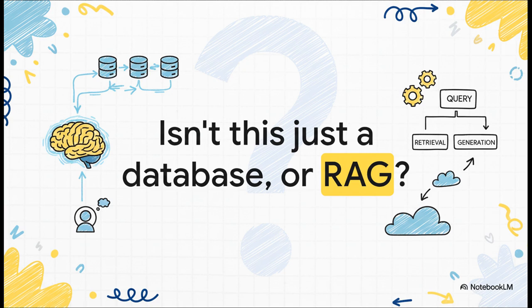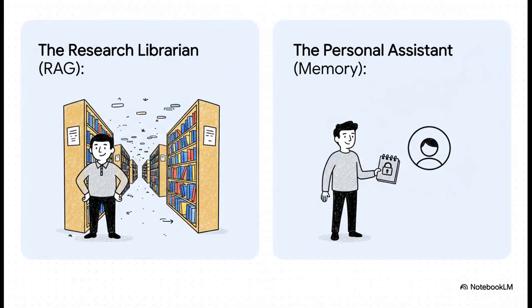Or, isn't this the same as retrieval augmented generation, RAG, where an AI just looks up facts? It's a fantastic question, but nope, they're actually built for very different jobs. Let's try another analogy. Think of RAG as a research librarian. It gives the AI access to a huge public library of facts, making it an expert on the world.